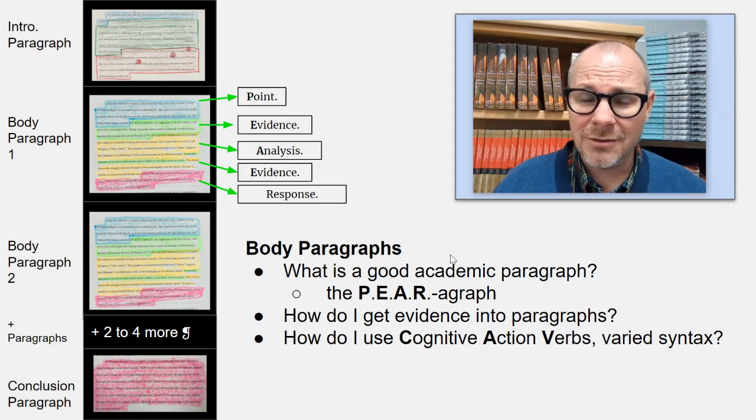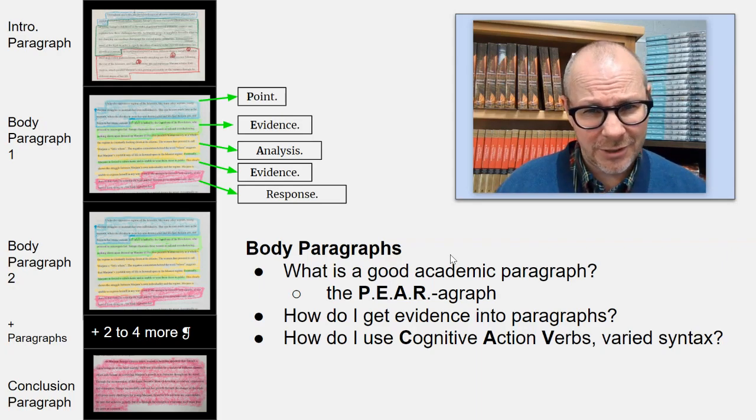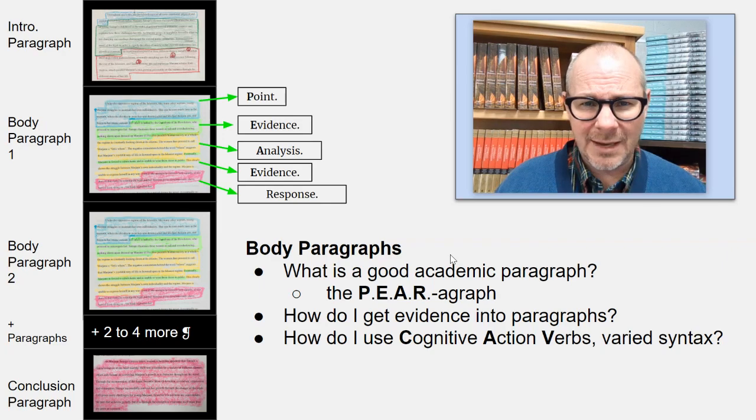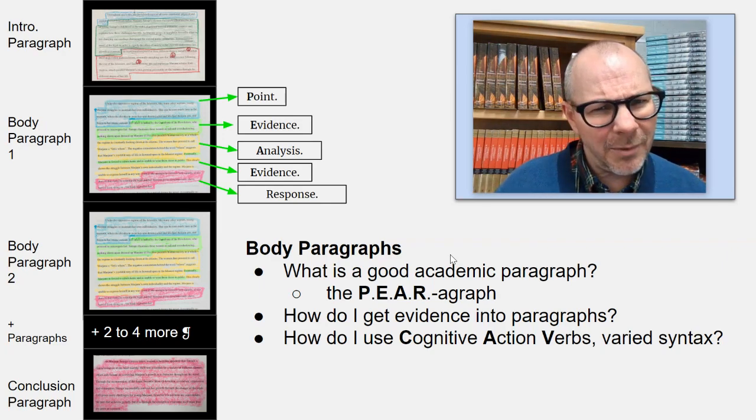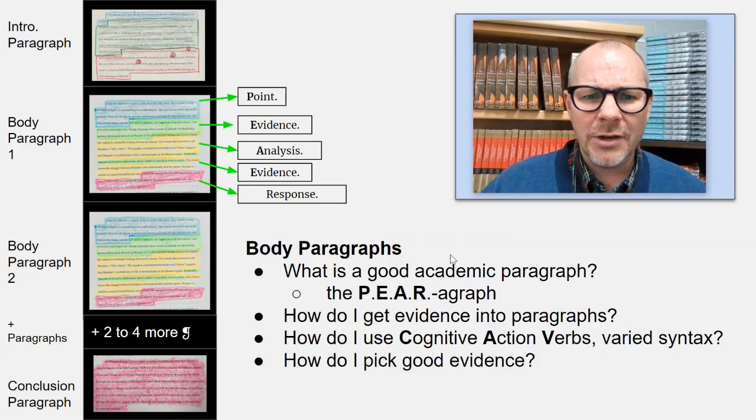How do I use cognitive action verbs? These are huge. My writing philosophy is all about verbs and all about cognitive action verbs. They're verbs that show thinking, that demonstrate, like, you just have to have them for analysis, and varied syntax. People are concerned about those things, so I'll be addressing that.